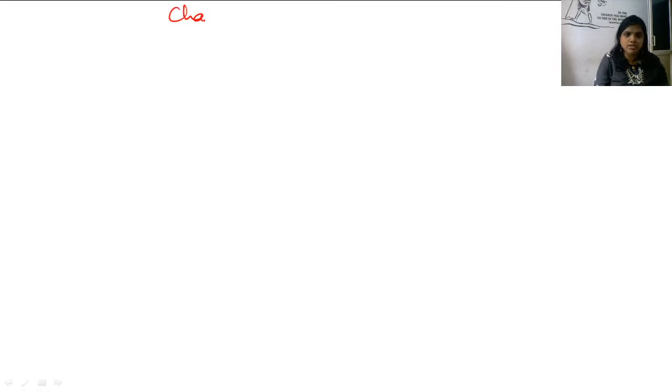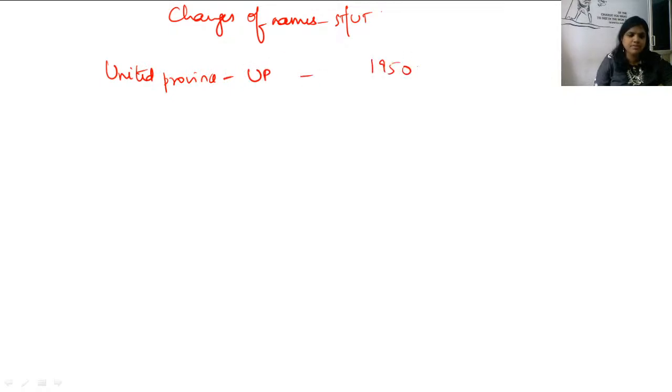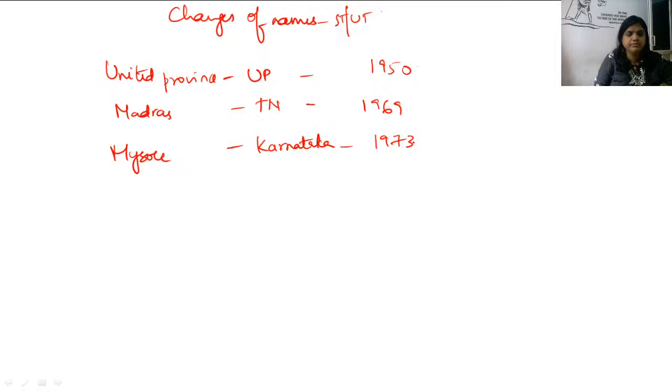So let's see the changes of names of the states and cities. United Provinces was changed to Uttar Pradesh in the year 1950. Madras was changed to Tamil Nadu in the year 1969, and Mysore was changed to Karnataka in 1973.